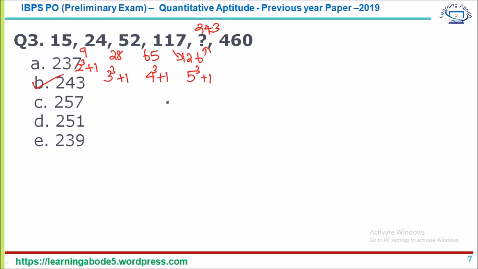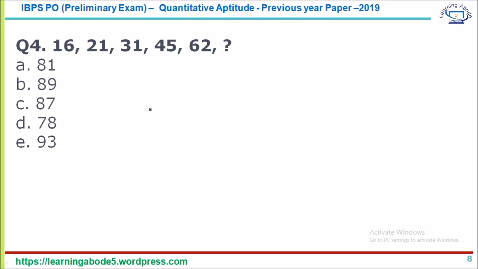Now if I want to confirm, what I should do is, now next should be 6 cube plus 1. Since the previous difference is 5 cube plus 1, next should be 6 cube plus 1. So 243 plus 217. 6 cube plus 1 is 217. So 243 plus 217, that's 460. That's the next term. So my answer is correct. I have verified. That's answer option B, 243.